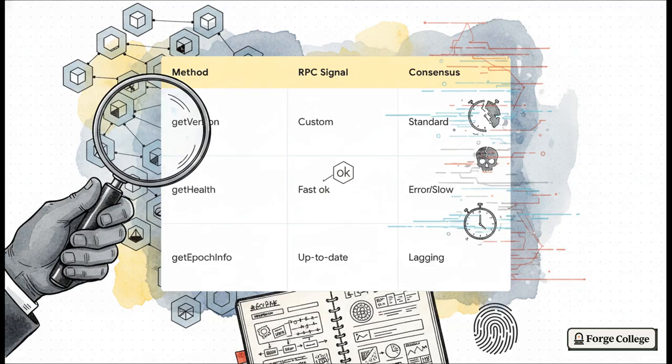incredibly slow. Finally, getEpochInfo. An RPC gateway should be perfectly up to date, but a consensus node under heavy load might show an inconsistent or lagging slot. By combining these 3 clues together, you create a really lightweight fingerprint to identify the node perfectly.